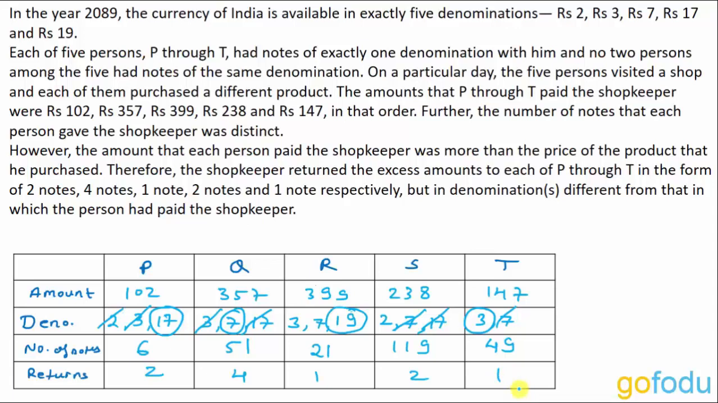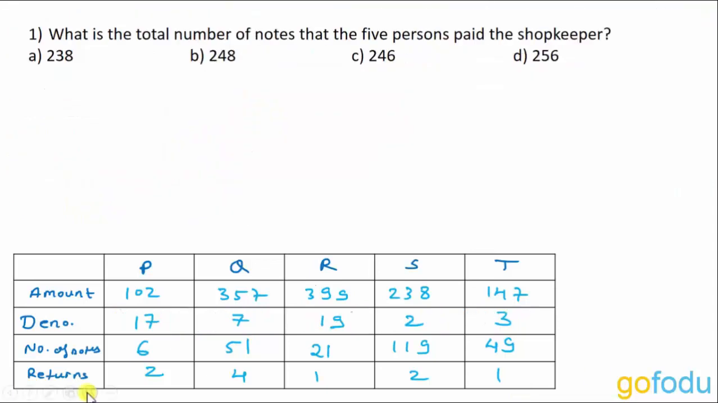Now we will look at the questions which are asked. Question 1 says, what is the total number of notes that all five paid the shopkeeper? So total number of notes will be 6 plus 51 plus 21 plus 119 plus 49, which will be 57 and 21, 78, 119, 197 and 246. So total number of notes will be 246, that is option C.